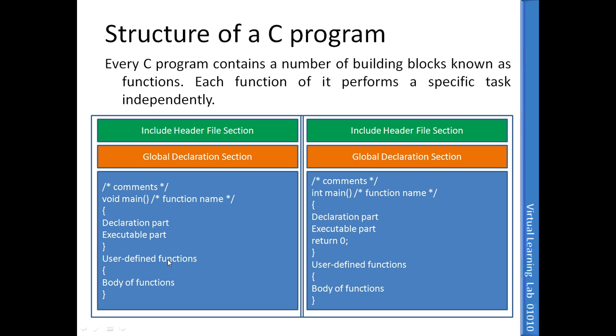Then we have two types of coding we can go for making a C program. We can go for void main, declaration part, execution parts, user defined functions, body of function, etc. And otherwise we can go for int main, declaration, function, return 0. We'll be discussing the difference of void and int in subsequent sessions. For the time being, you can understand there are two modes of writing a program. We'll be following this mode for making a program and running it on the compiler.